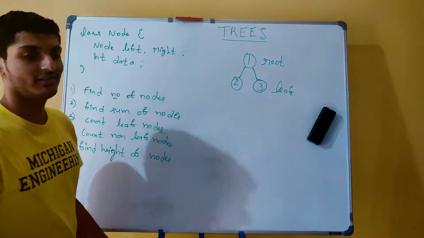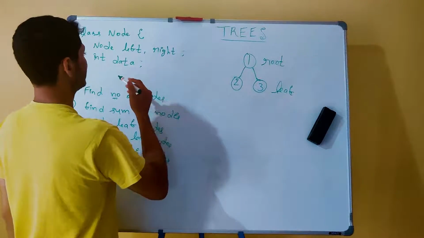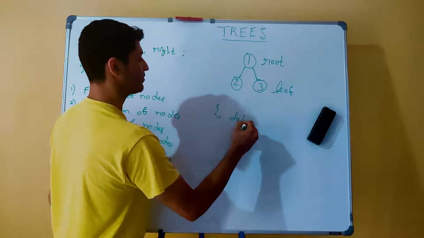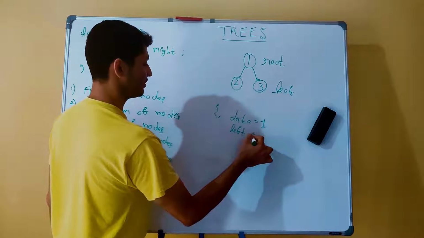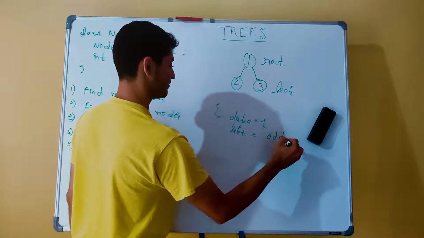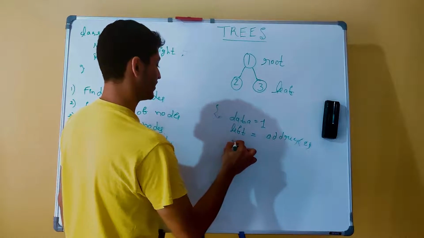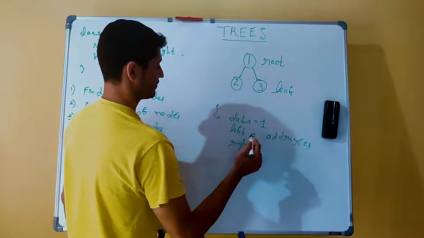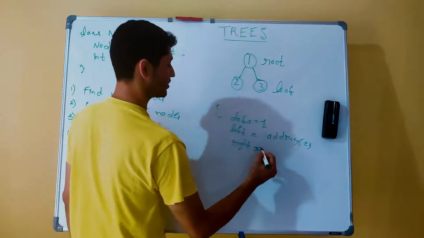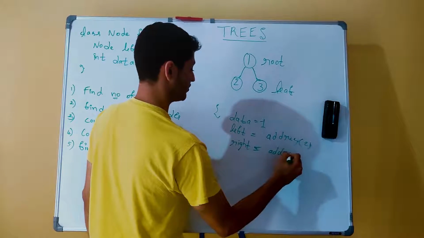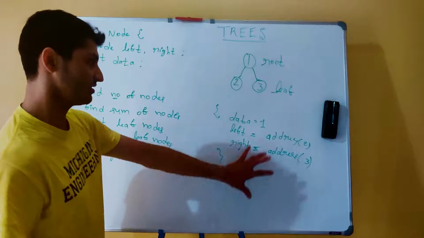If we see how these nodes are actually represented in memory, the root node's data would be 1. The root node's left reference would contain the address of this node, the node which has the data 2. Similarly, the right reference would contain the reference to the node which has the data 3. This is the memory representation, how it is represented.